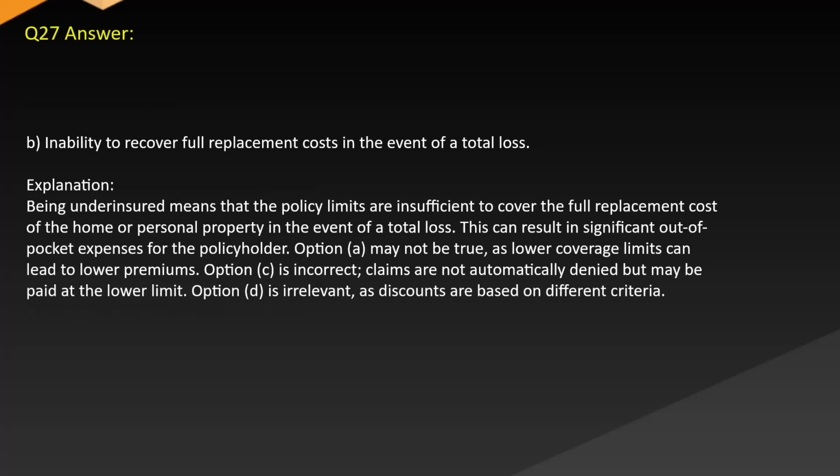Answer: B. Inability to recover full replacement costs in the event of a total loss. Explanation: being underinsured means that the policy limits are insufficient to cover the full replacement cost of the home or personal property in the event of a total loss. This can result in significant out-of-pocket expenses for the policyholder. Option A may not be true, as lower coverage limits can lead to lower premiums. Option C is incorrect. Claims are not automatically denied, but may be paid at the lower limit. Option D is irrelevant, as discounts are based on different criteria.